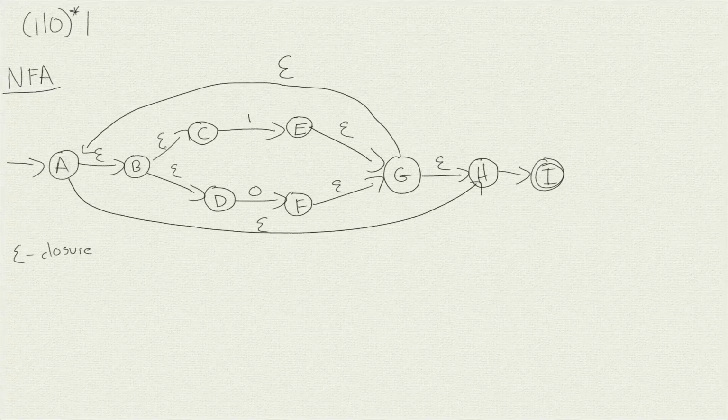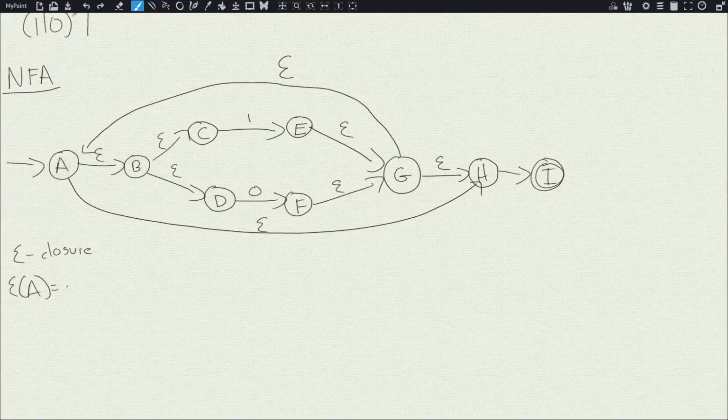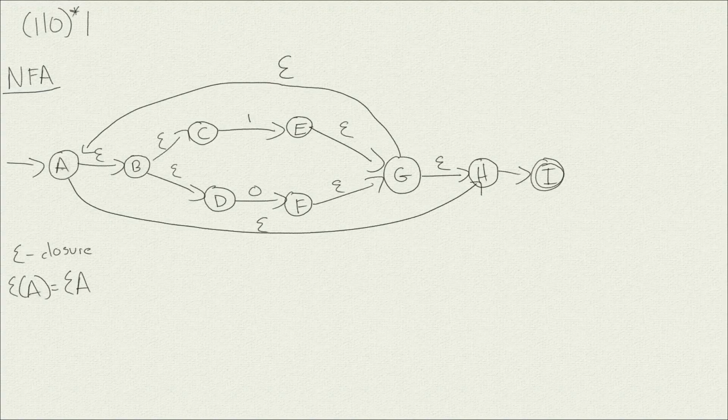So for example, let's find the epsilon closure of A. A can go to itself with epsilon. Epsilon is basically the lack of something, like the lack of a character, so do nothing. That means, I'll just put it in curly brackets, A can go to itself, and by definition, a state can go to itself in epsilon closure.